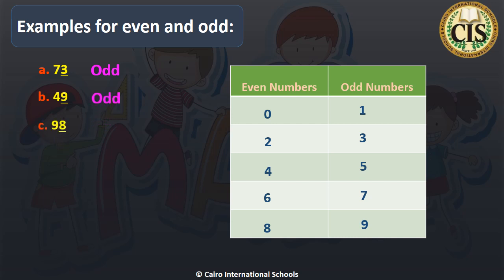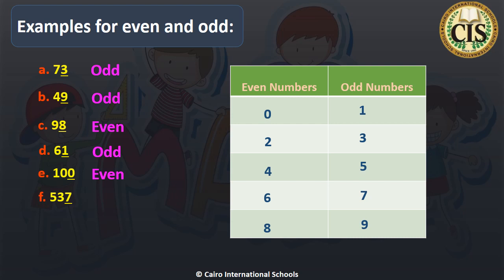The next one. 98. Look at the ones digit. The ones digit is 8, and 8 is an even number, so the whole number 98 will be even. The next one. 61. Look at the ones digit. 1 is an odd number, so the whole number will be odd. The next one. 100. Look at the ones digit. 0 is an even number, so 100 is even.